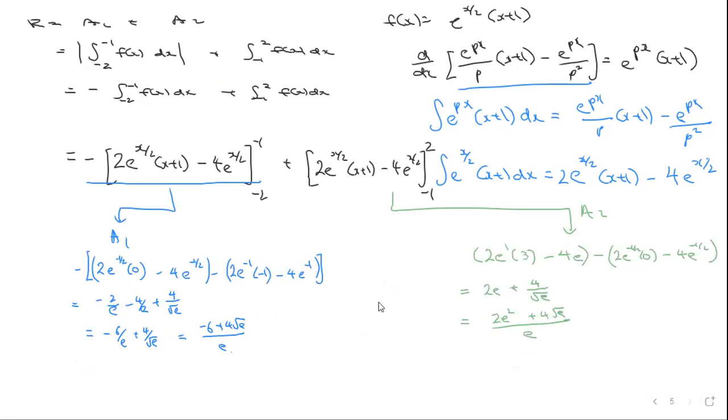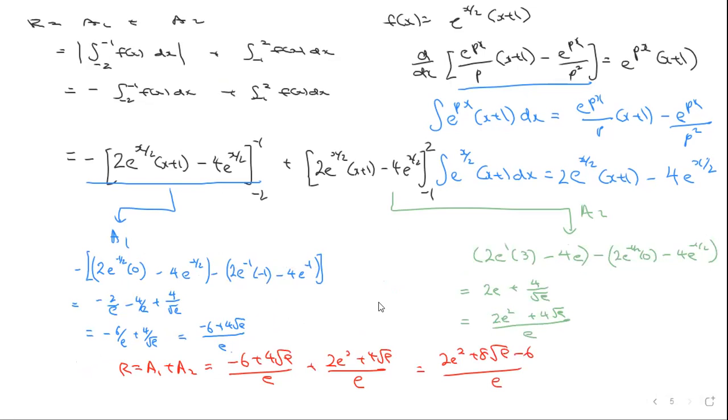So noting that R equals area 1 plus area 2, which is negative 6 plus 4 root e over e plus 2e squared plus 4 root e over e, which is then just 2e squared plus 8 root e minus 6 over e. And you can factor out the 2, which is e squared plus 4 root e minus 3 over e as required. And that's how you do the question.